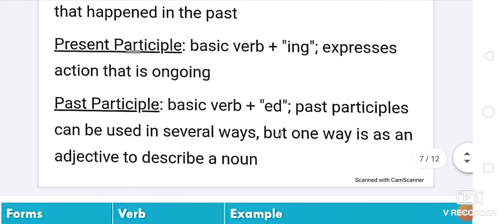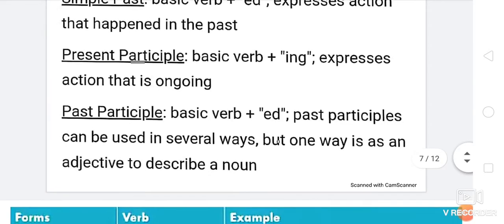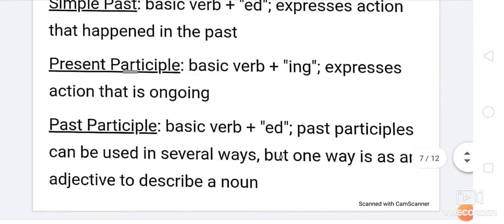For example cooking. Now the last form of the verb is the past participle. What is the past participle? The past participle is the basic verb plus ed form. It can be used in several ways, but one way is as an adjective to describe a noun. Any verb again followed by ed becomes a past participle.